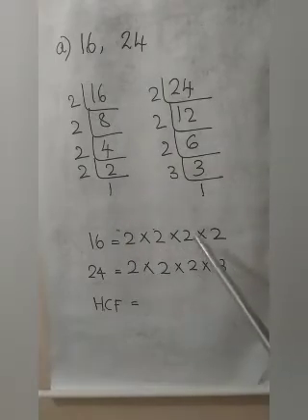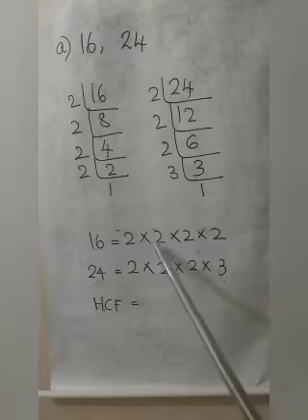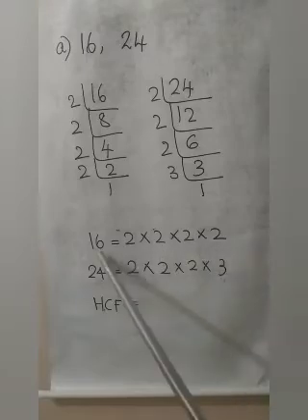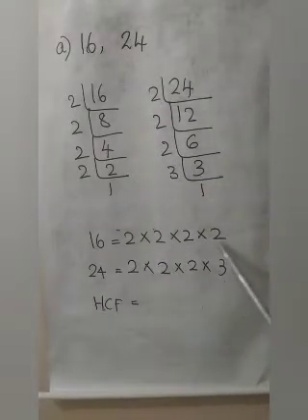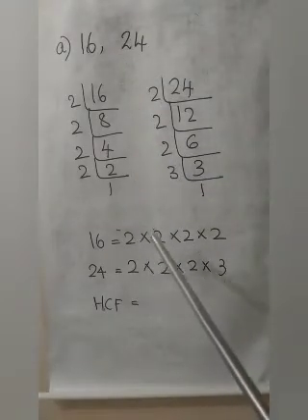Just confirm whether your answer is correct or not. What is 2 into 2? 4. 4 into 2, 8. 8 into 2, 16. So, the prime factorization of 16 is correct. And all the numbers we used here are prime. That is the main point.